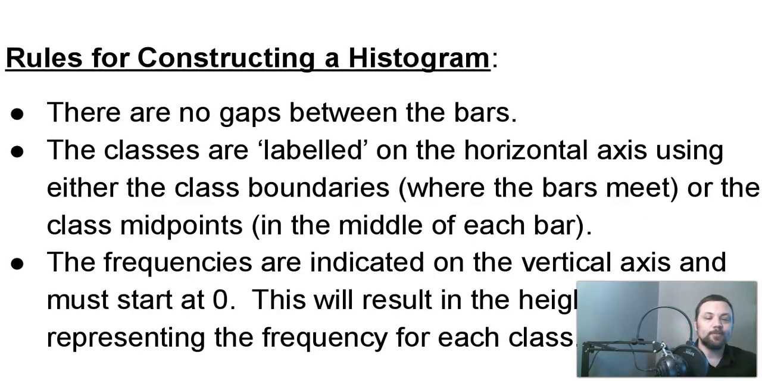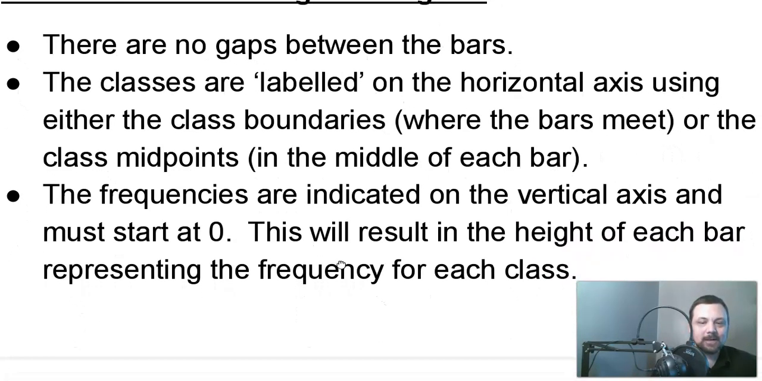I'm sorry if you cannot read the words there, so let me scroll down a little bit so you can see that. As I was saying, the vertical axis is the frequencies. It must start at 0. This will result in the height of each bar representing the frequency for each class. So however high up the bar goes, that's the frequency for that particular class.